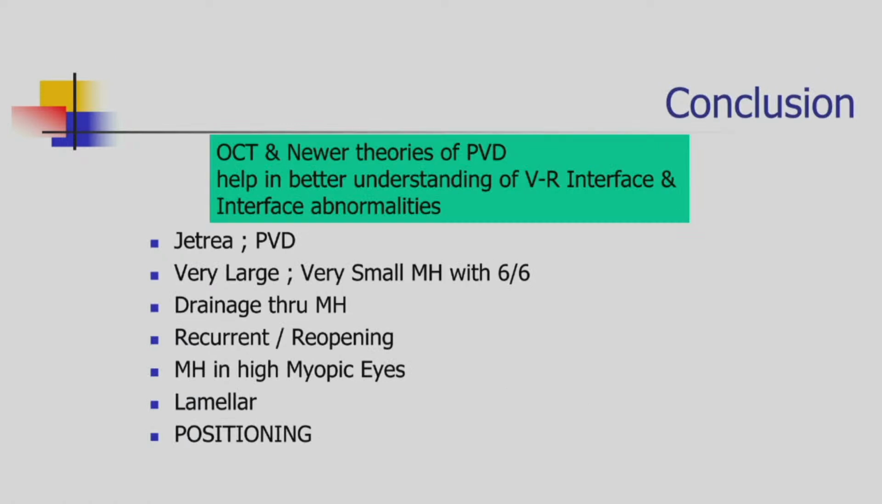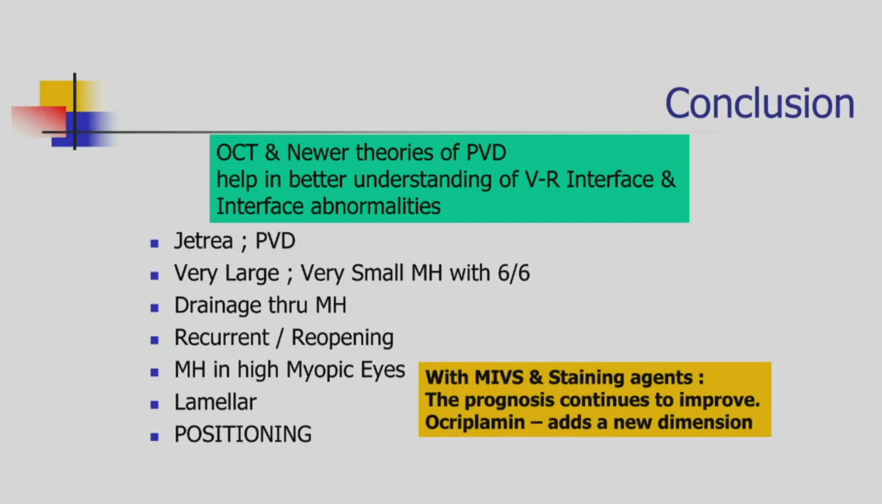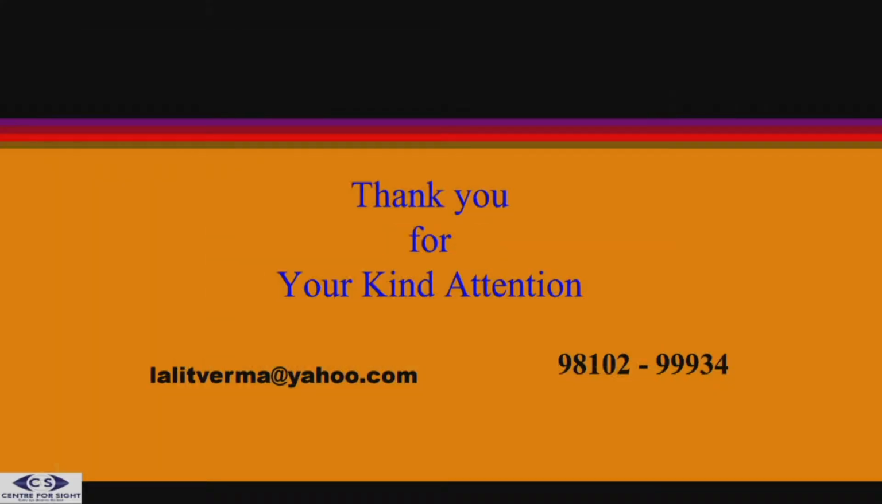So just to conclude, we started with OCT and various theories about complete PVD and anomalous PVD, and this explains all the pathologies which we have talked about. And Jetrea, I do not think as of now has a place in the management, although company people still keep pushing. The only place where you can observe a macular hole is when very small macular holes are known to close spontaneously, but the vision is 6/6. If the vision is 6/6, I do not enter this eye. But MIVS 25 gauge and staining agents for all the three membranes, as I said, has improved the prognosis tremendously. Thank you very much for your kind attention.